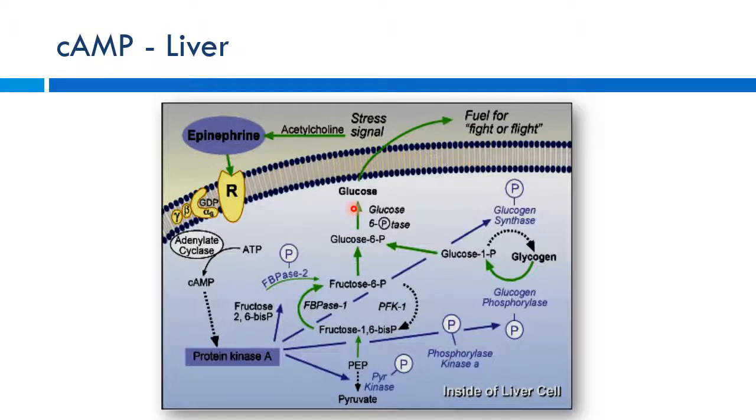Fight or flight response. We need energy, right? So again, imagine this is the hepatocyte. They're going to be able to break down the glycogen, produce new glucose, and send that out into the bloodstream, right? So again, just one way how we can use cyclic AMP for our purposes here.